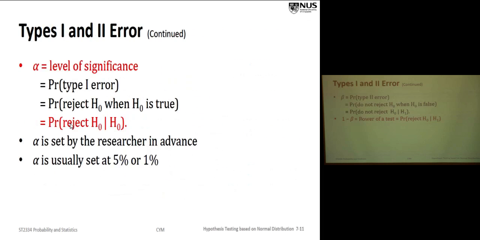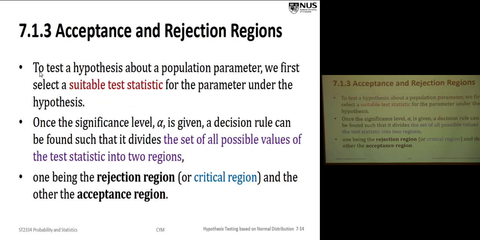That is to say, you determine alpha, which is the probability of this type 1 error. And normally you choose alpha to be quite small, 0.01, 0.05. Okay? Then you construct a decision rule which divides the set of all possible values of the test statistic into two regions. One region is where you reject, which is called the critical region, and the other region is where you accept.